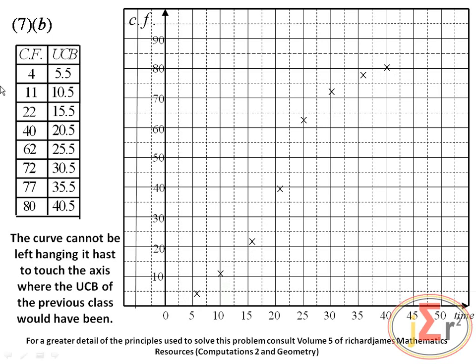And of course, we can see that we are going up by 5. If we are going down by 5, we are going to go from 5.5 to 0.5. So we will touch the time axis at 0.5, and then the smooth curve will be drawn like so.